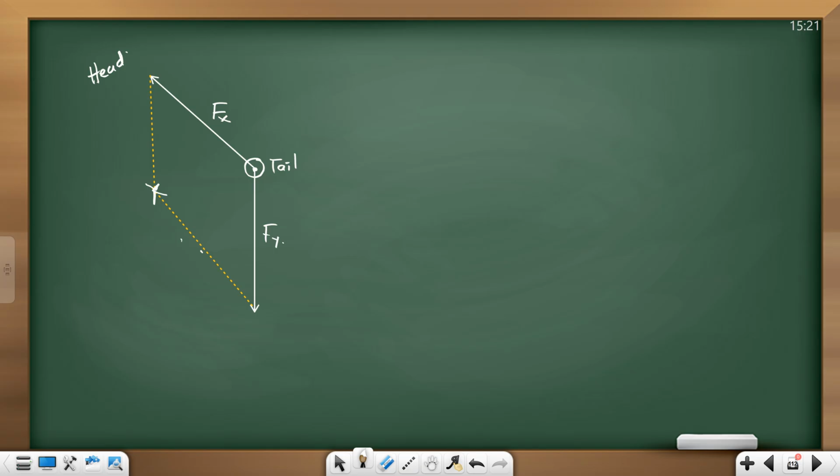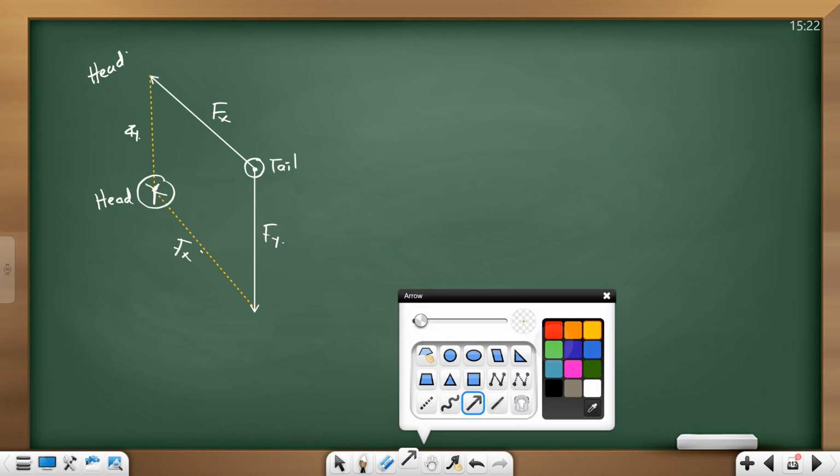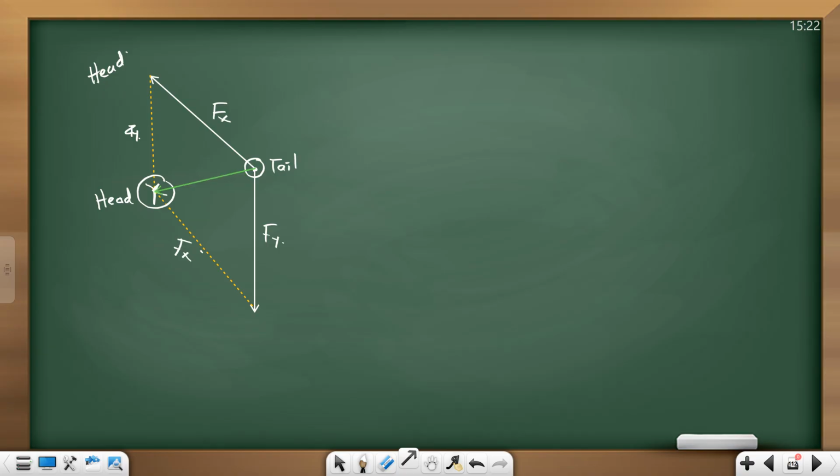So you can see that this is the parallelogram of Fx, parallel line, and this is the parallelogram of Fy. So you would see here is where the heads meet, and that's the tail. So that's going to be my resultant force. Tail to tail and head to head there.